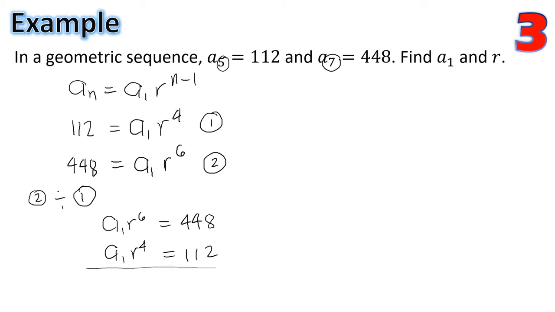Dividing these two equations term-wise, we will get a sub 1 over a sub 1 is 1. So we have r raised to 6 divided by r raised to 4. We subtract the exponents, r raised to 2. 448 divided by 112, that is equal to 4. Hence, r squared is equal to 4, and to get the value of r, we have r is equal to positive negative 2. We will use only the principal root, so r is equal to 2.